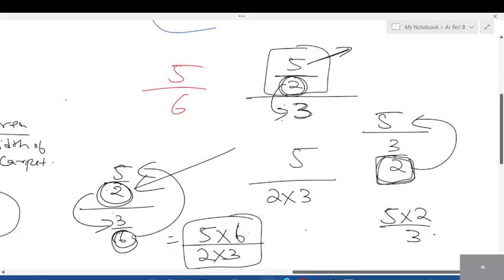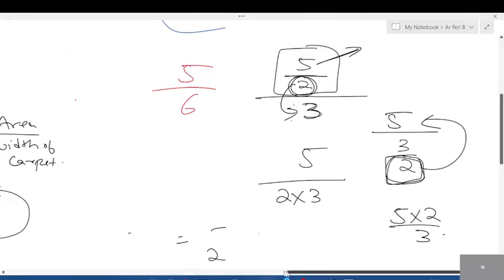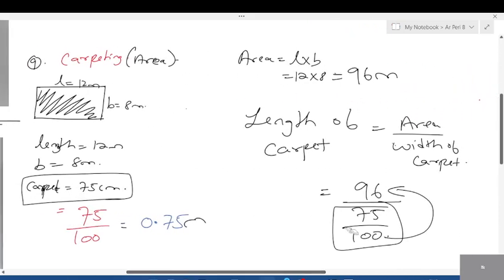6 will get multiplied with which one? It will get multiplied with 5. So 5 into 6 divided by 2 into 3. This is how you calculate. Fine. Okay, we'll get back to this. Don't write anything. This is just calculation part.